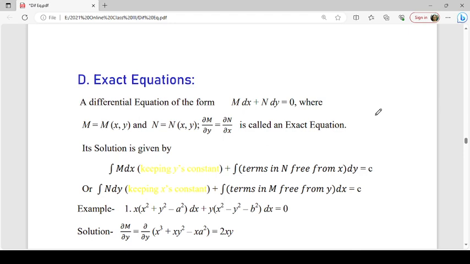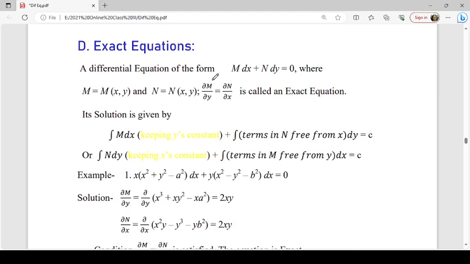Next is the exact equation. It is of the form M dx plus N dy equal to 0, where M is a function of x and y, and N is a function of x and y. Because they are functions of two variables, we need to find partial derivatives, del M del y and del N del x. So if del M del y and del N del x are equal, then we say it is an exact equation.